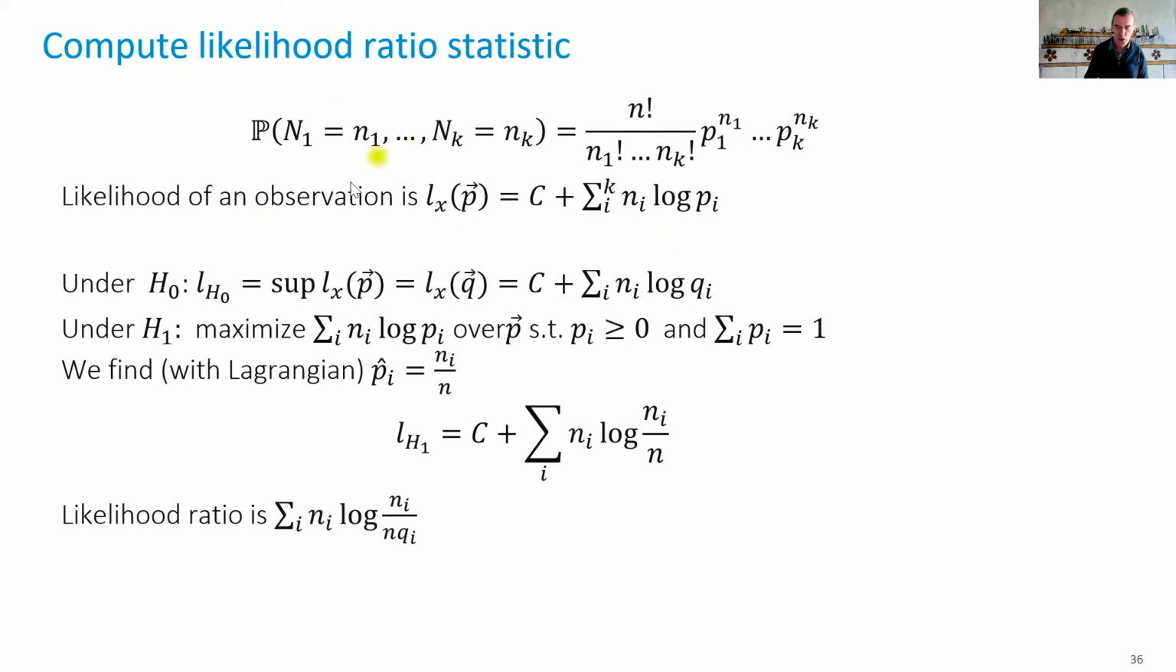The likelihood ratio method says you have to estimate p under H0. Under H0 is very easy. The estimation of p is q because there's only one possible value, but you still need to know the log likelihood. So the log likelihood is simply this when I plug in q instead of p. Under H1, I need to do the true estimation now.